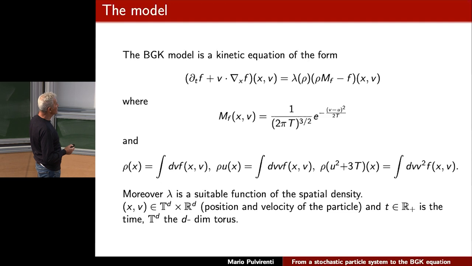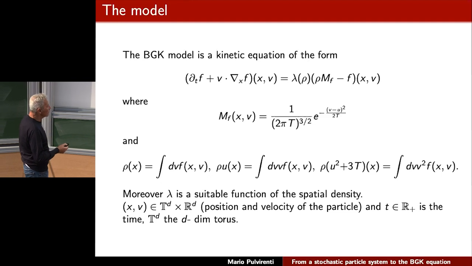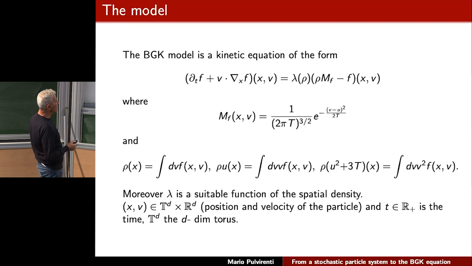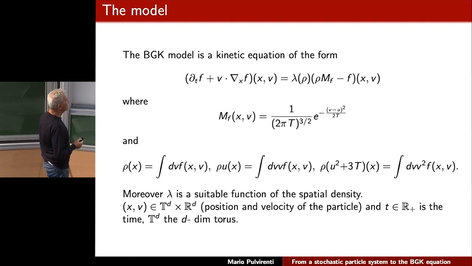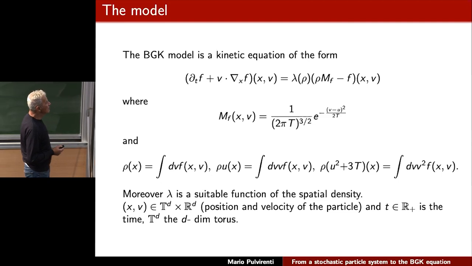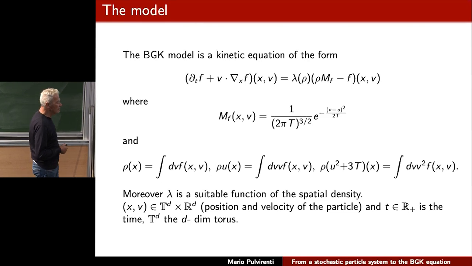I don't like this definition of T. T is 1 over 3, since we are in 3 dimensions, of the fluctuation field, the square of the difference between v and u, where u is the mean velocity. This is the mean momentum. So given f, you can construct such a Maxwellian. And then the kinetic equation has this prefactor lambda, and the Maxwellian minus f. We shall assume that x is in the d-dimensional torus, and v, as usual, is in R^d.